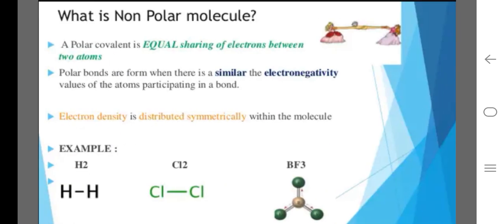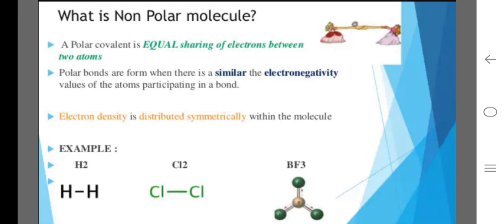And the other part is, what is a non-polar molecule? It is the opposite of polar molecules. It is an equal sharing of electrons between two atoms. When two same atoms or similar atoms, meaning atoms with similar electronegativity, have the tendency to distribute the electrons equally.